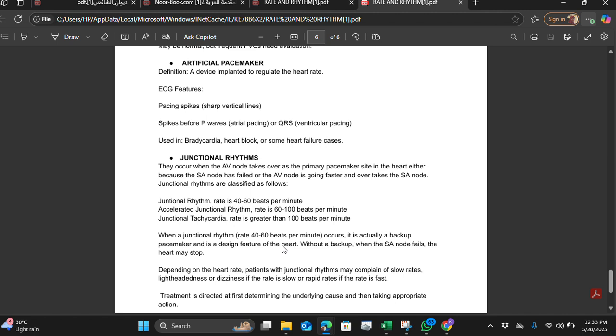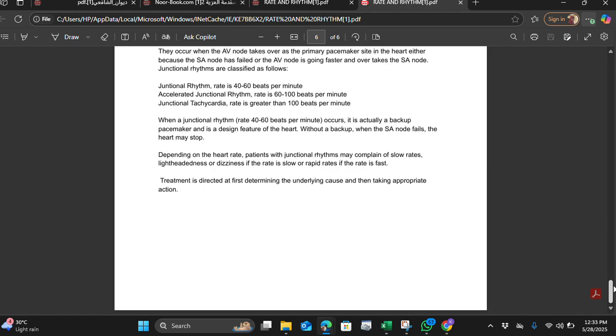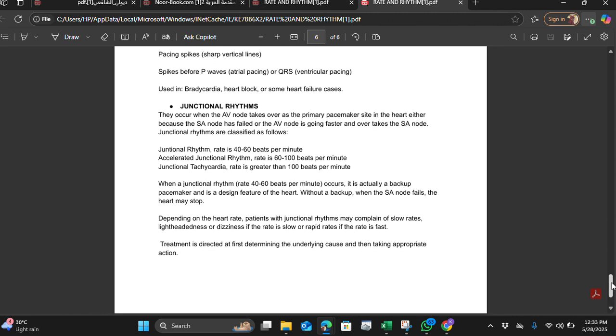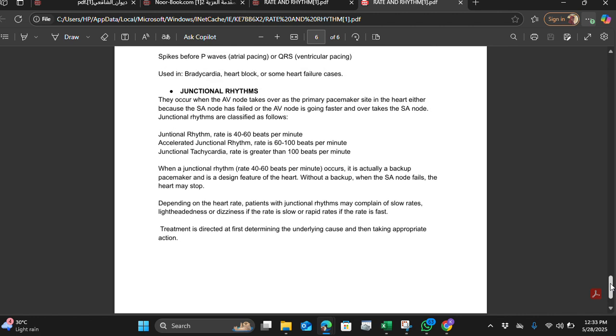Now, for junctional rhythms. I thought of idioventricular rhythm: father is dead, mother is dead. But here, it's only the father that is dead; the mother is not dead for junctional rhythm. So the AV node, that is the mother, will step in as the primary pacemaker. But it's still not going to be as efficient. It's going to be beating at 40 to 60, not the normal 60 to 100. So it's still going to be slow.